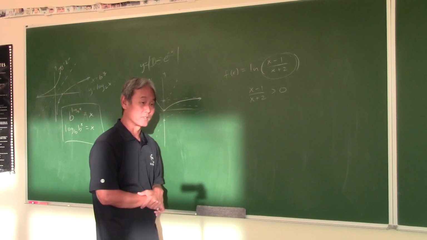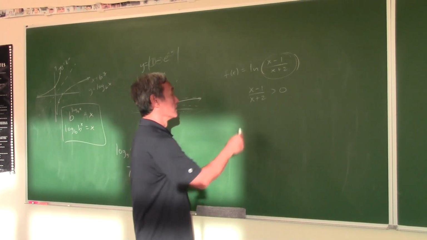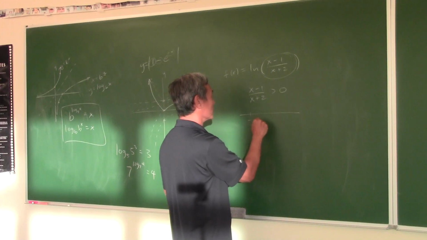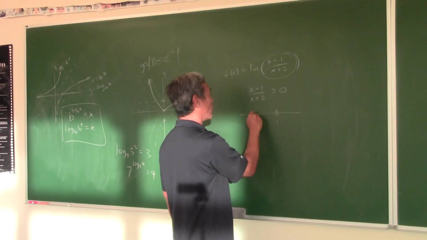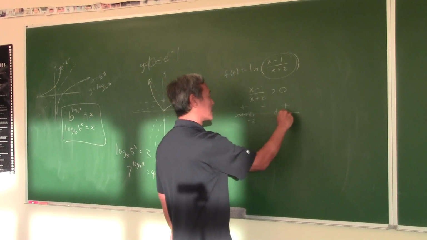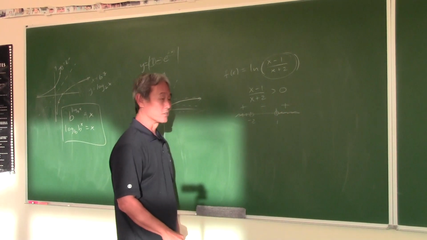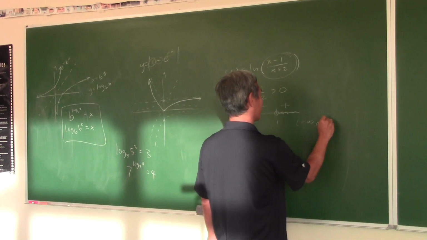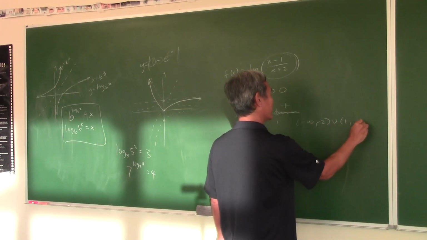Now, do we know how to solve inequalities? We should. Make one side 0, factor this side, which it is, and you make a number line. Negative 2, 1. Plus, minus, plus, and we want greater than 0, so we shade the plus signs. So there's the number line of your domain. So your domain would look like this: negative infinity to negative 2, and then 1 to infinity and beyond.